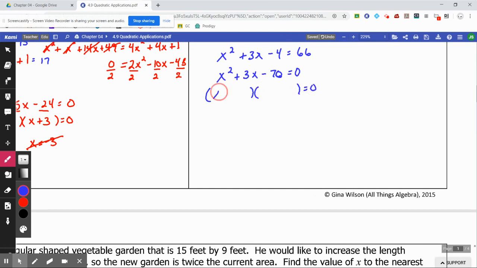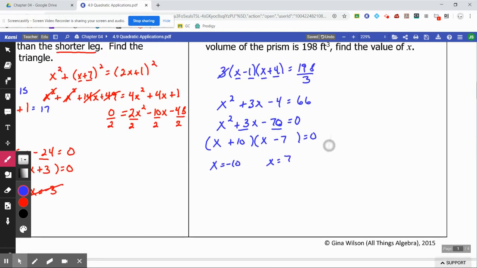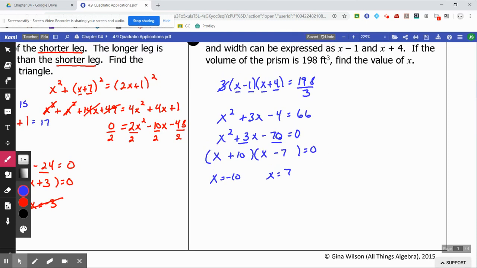Every problem has been factorable. X times x is x squared. Adds, multiplies would be a positive 10 and a negative 7. So therefore either x is negative 10 or x is 7. X cannot be negative 10 because when you plug it in, that would give you a dimension of negative 11 and a negative 6. That's not possible. So therefore, x has to be 7. So our value of x is 7.